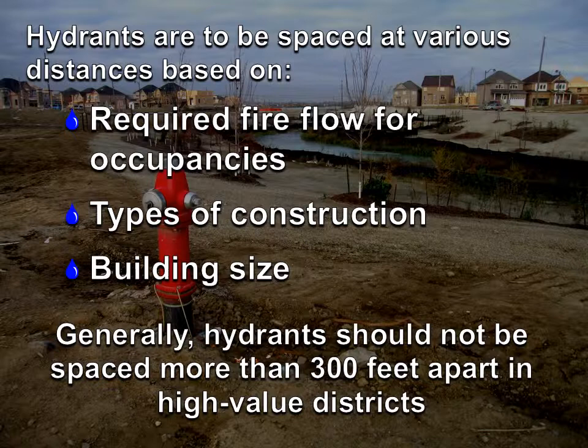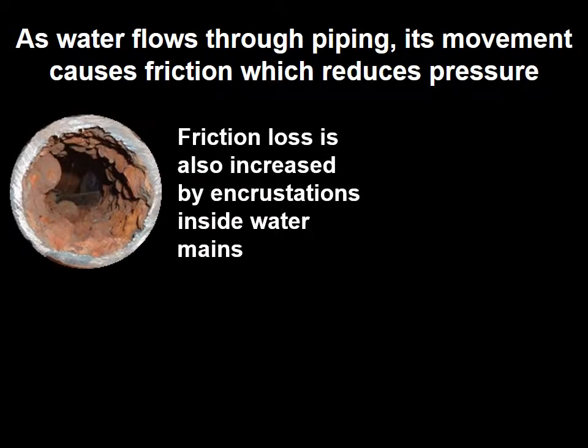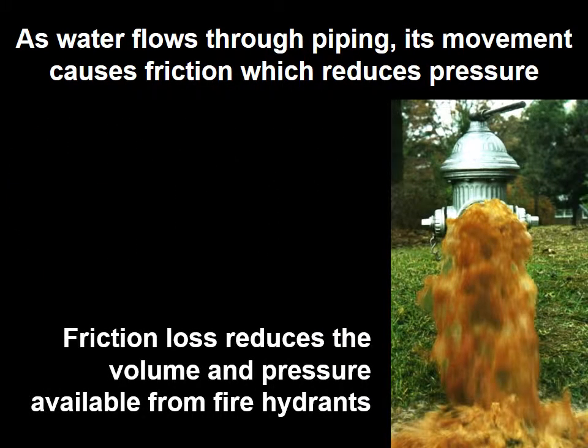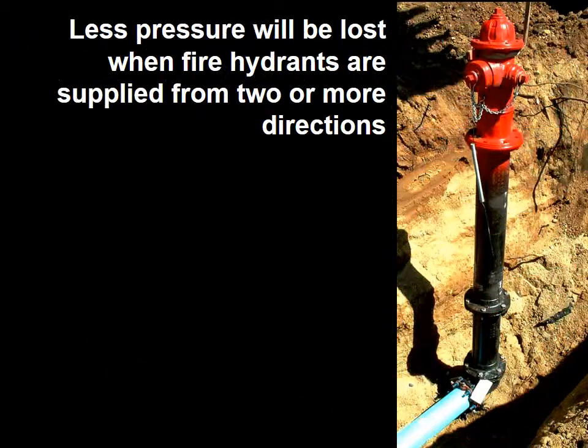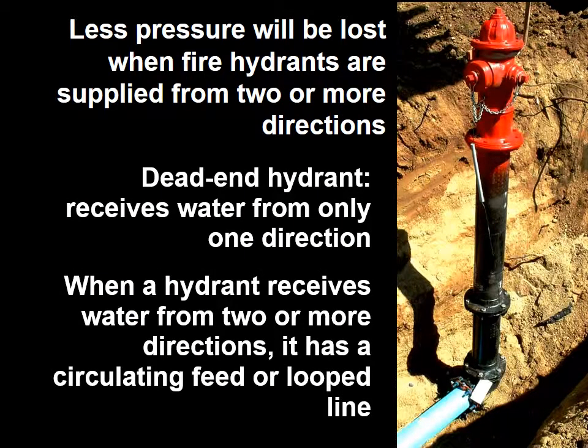As water flows through piping, its movement causes friction, which reduces the pressure. Friction loss is also increased by incrustations inside the water main. Friction loss reduces the volume and pressure available from fire hydrants. Less pressure will be lost when fire hydrants are supplied from 2 or more directions. A dead-end hydrant receives water from only one direction. When a hydrant receives water from 2 or more directions, it has a circulating feed or pipe loop.